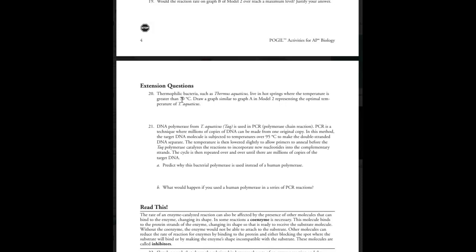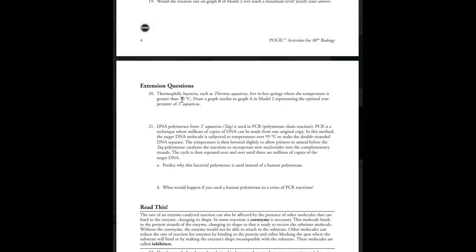For 21A, at this temperature of 95 degrees Celsius, remember the human body is 37. So at 95 degrees Celsius, the human polymerase, and you don't really need to know what this is yet, we're going to learn about it later, but basically, this human enzyme isn't going to work. It's going to be denatured. So the human stuff, not going to work. So if they find this other stuff, this Taq, that polymerase must work a lot better at higher temps than humans. That's all for 21A.